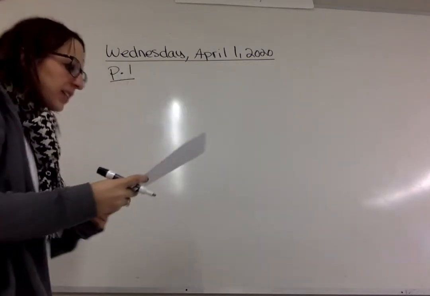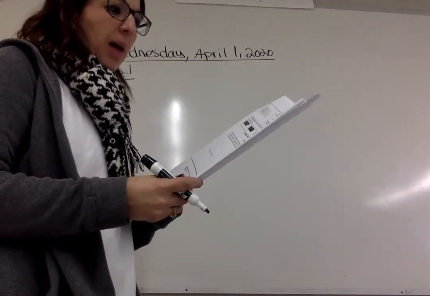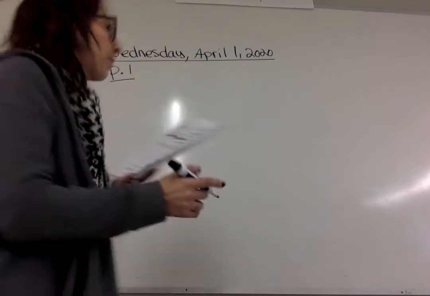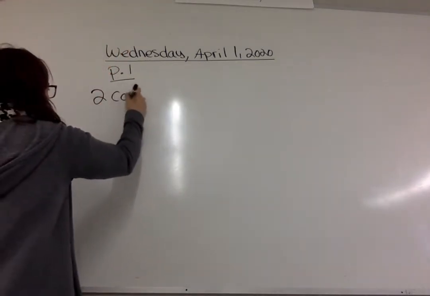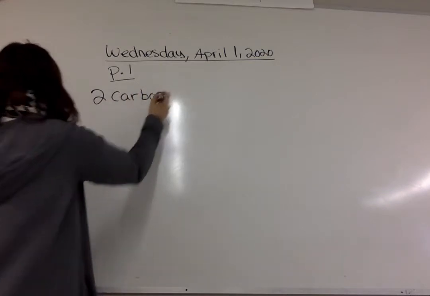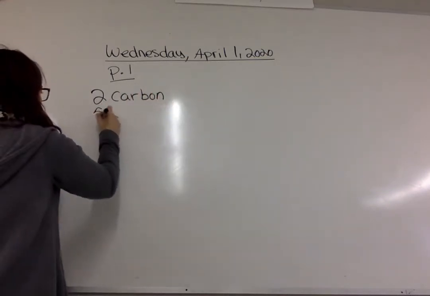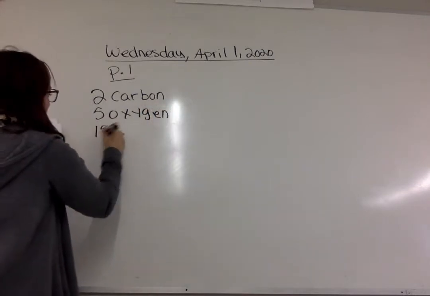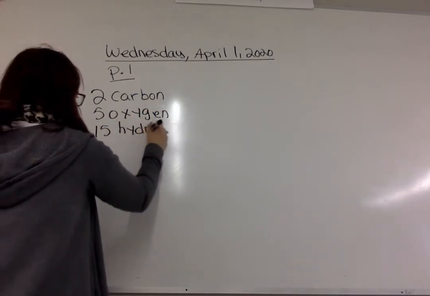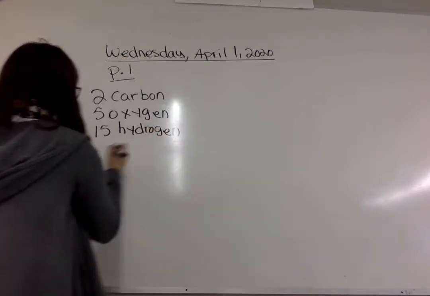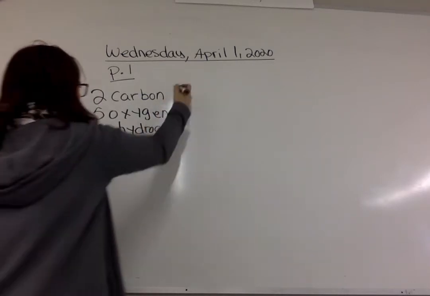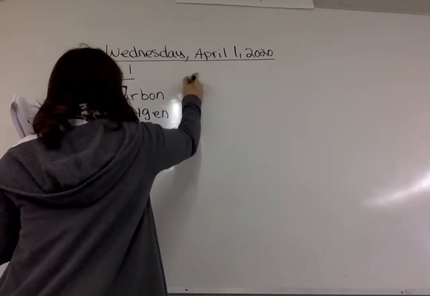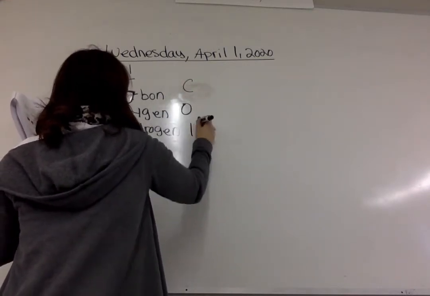So, in science class, students are learning about organic compounds. An acidic acid molecule is made up of 2 carbon atoms, so I'm going to write 2 carbon. I'm going to write 5 oxygen molecules and 15 hydrogen. We want to know the ratio, and I'm just going to actually show you the symbol. C for carbon, O for oxygen, H for hydrogen.